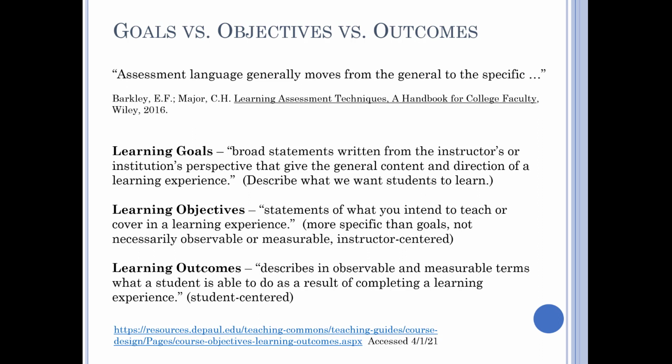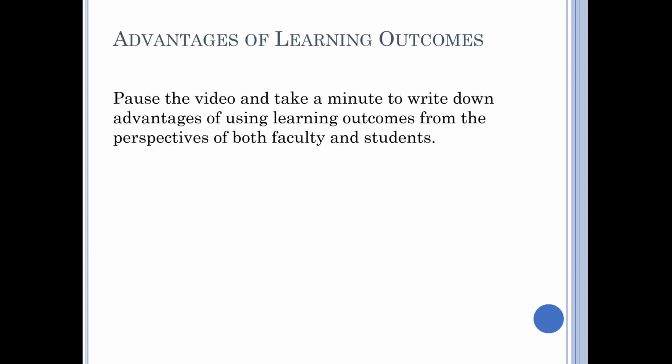The learning goals describe what we want students to learn. They're broad statements, they're typically written from the instructor's or the institution's perspective, and they give the general content and direction of a learning experience. Learning objectives are a little more specific than goals, statements of what you intend to teach or cover in a learning experience, but they don't necessarily include an observable or measurable result. Learning outcomes describe in observable and measurable terms what a student is able to do as a result of completing a learning experience.